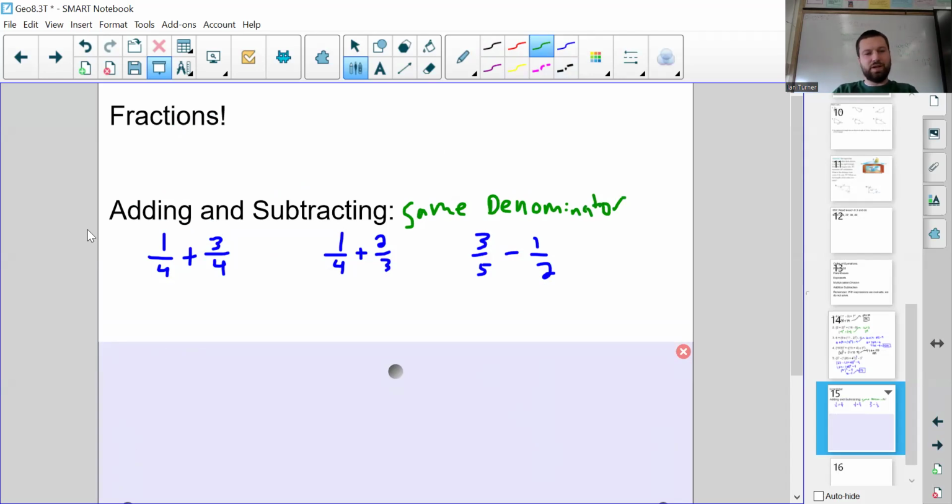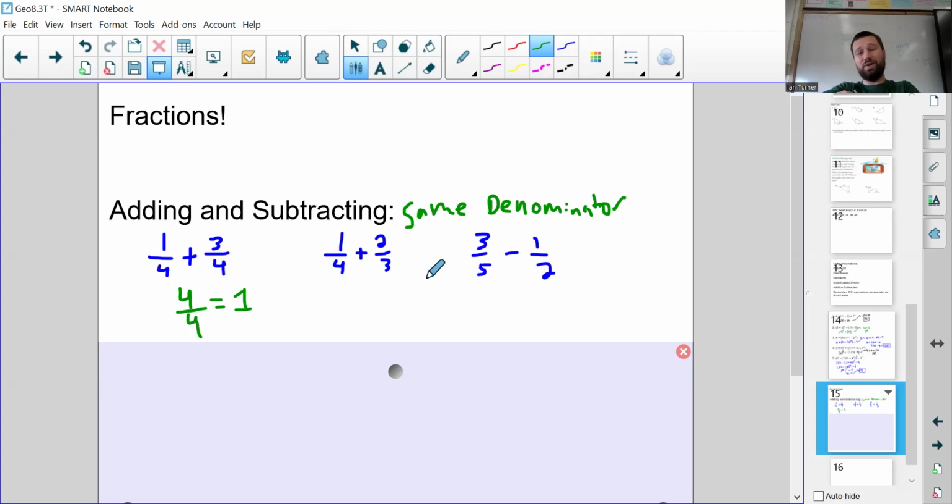This first one, look at what I gave you. 1/4 plus 3/4. Add the tops. The bottom stays the same, and we get 4 over 4, which we can simplify to 1. Okay, but it's definitely not always going to be that easy.